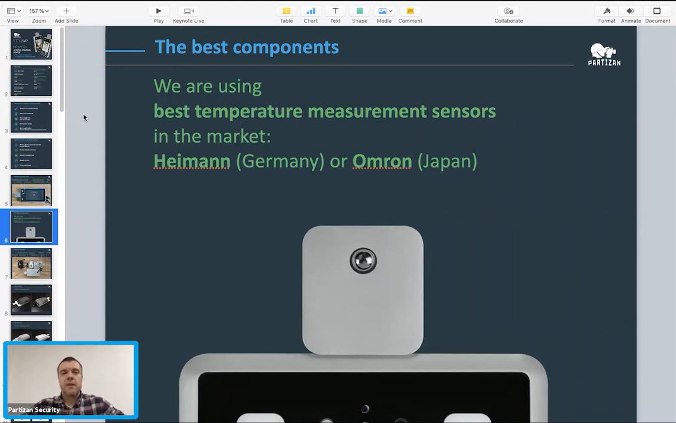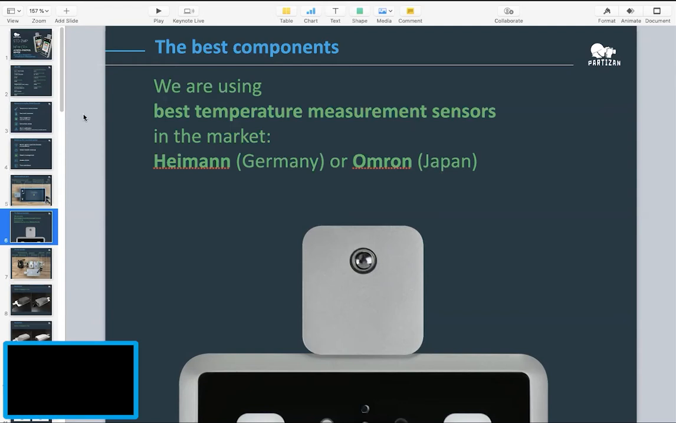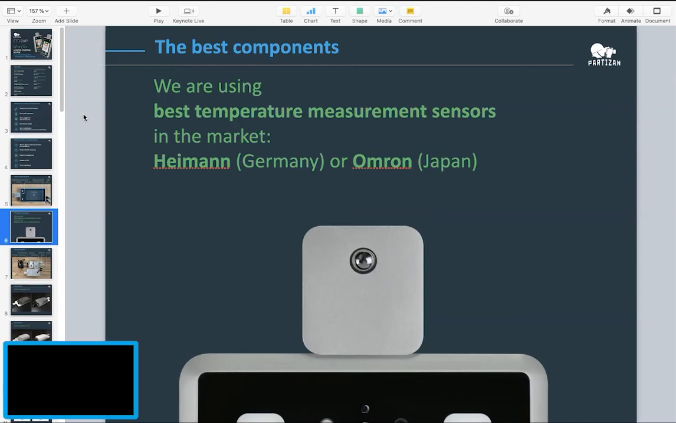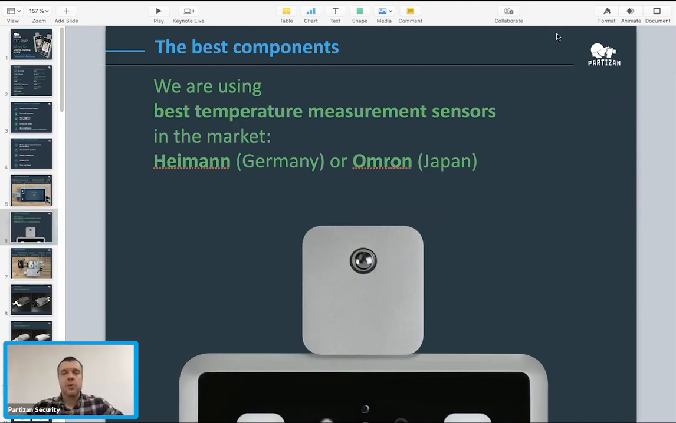I will explain a bit later why it's so important to have really professional sensors in these devices, and I will show you with examples with the competitors, for example. What can it bring to you, and how to get the best from this sensor. Like I said, the main component of this device is the sensor. The price of the sensor is the main part of the price for the whole device for sure, and the performance is really dependent on this sensor: the speed, the accuracy, and the measurement distance.